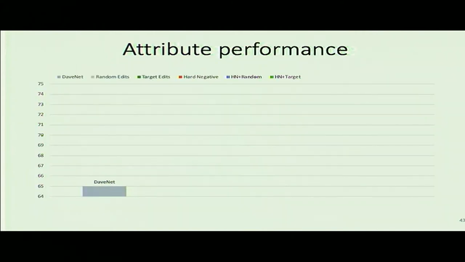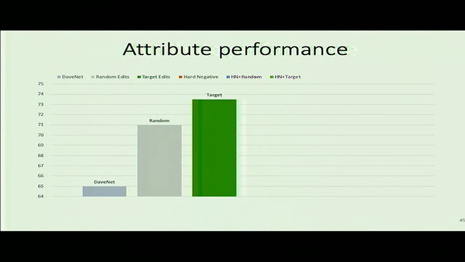So if we train the system without anything else, we get to 65%. Now, if we randomly ablate neurons without any particular reason, we get to 71%. But now, if we use our clustering method to ablate the neurons, we get to above 73%. Now, if we take the mini batch and we take the hardest negative in the mini batch, we improve significantly from our baseline.